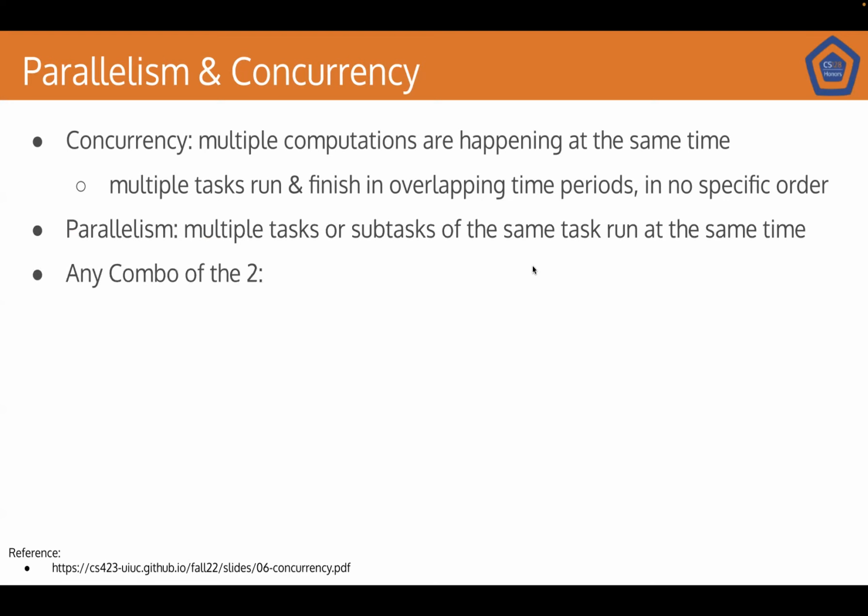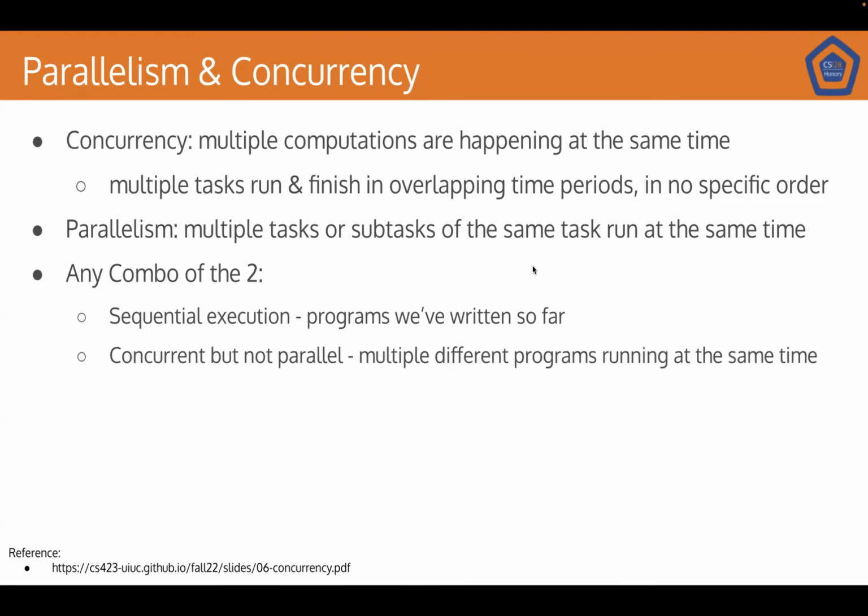So you can have any combination of these two things. You could have sequential execution, which is all of the code that we've written so far. It's a single program with a single thread run on a single processor that's neither concurrent nor parallel. You could have concurrent code that is not parallel. Just like your computer, it's running multiple different tasks at the same time, but there are no guarantees on when they will start or finish. And then you could have parallel execution, or parallel and concurrent execution, both of which we will look at later in this lecture.